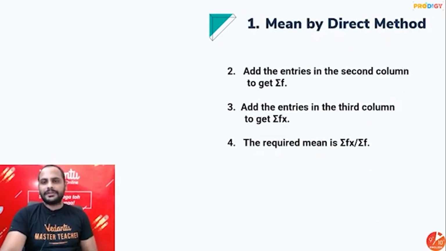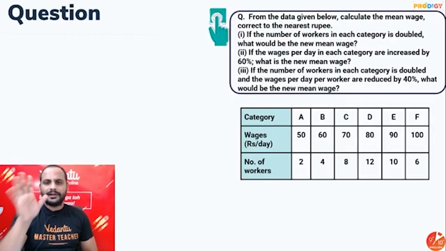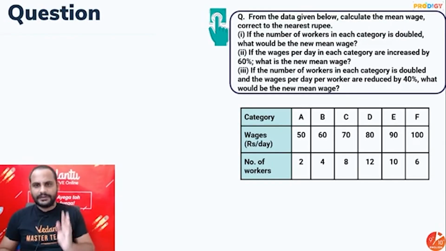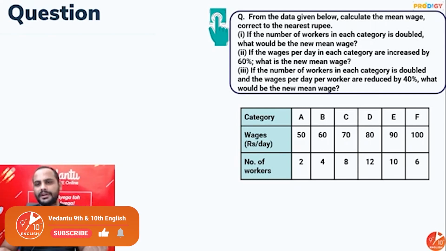Now first let us start with the direct method. Directly, if I read this, you are not going to understand a lot. Let us understand it with the help of the question. From the data given below, calculate the mean wage correct to the nearest rupee. If the number of workers in each category is doubled, what would be the new mean? If wages per day in each category are increased by 60%, what is the new mean wage? If the number of workers in each category is doubled and the wages per day per worker are reduced to 40%, what will be the new mean wage?